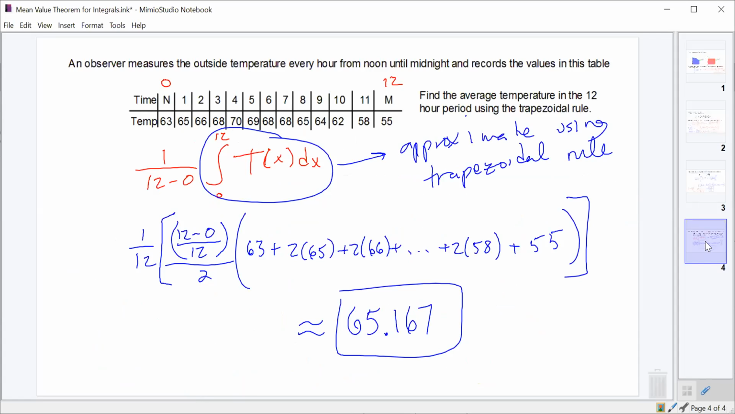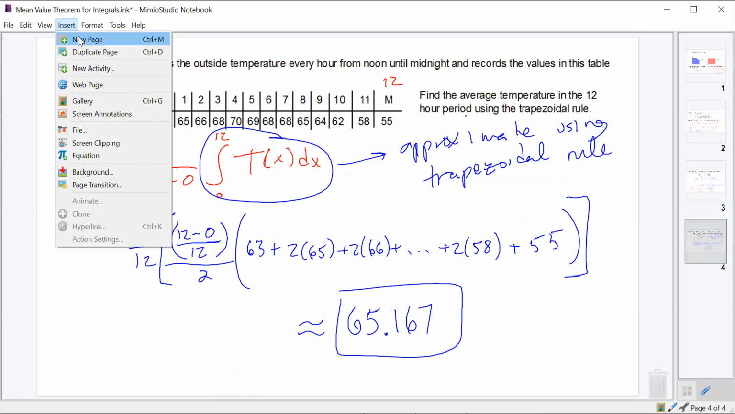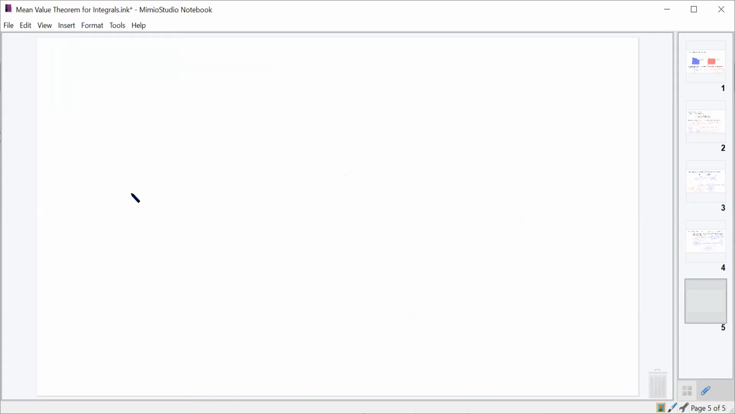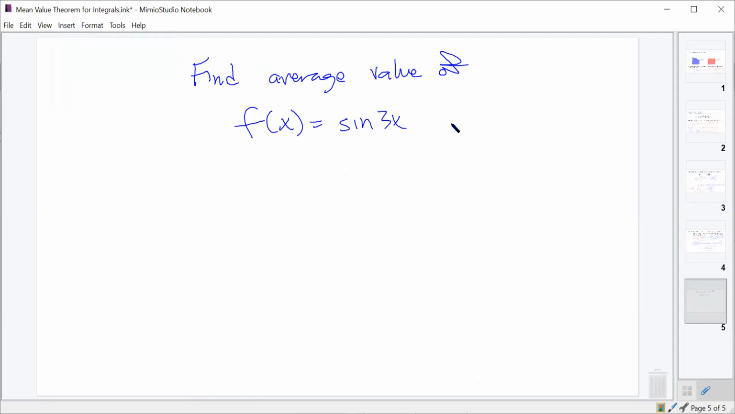I think we should do another problem or so, just to practice some of our integrals. So let's find the average value of, what's a good function here? How about the average value of f of x equals the sine of 3x from x equals 0 to x equals pi over 4. How's that sound? Let's see how well we remember how to do math.